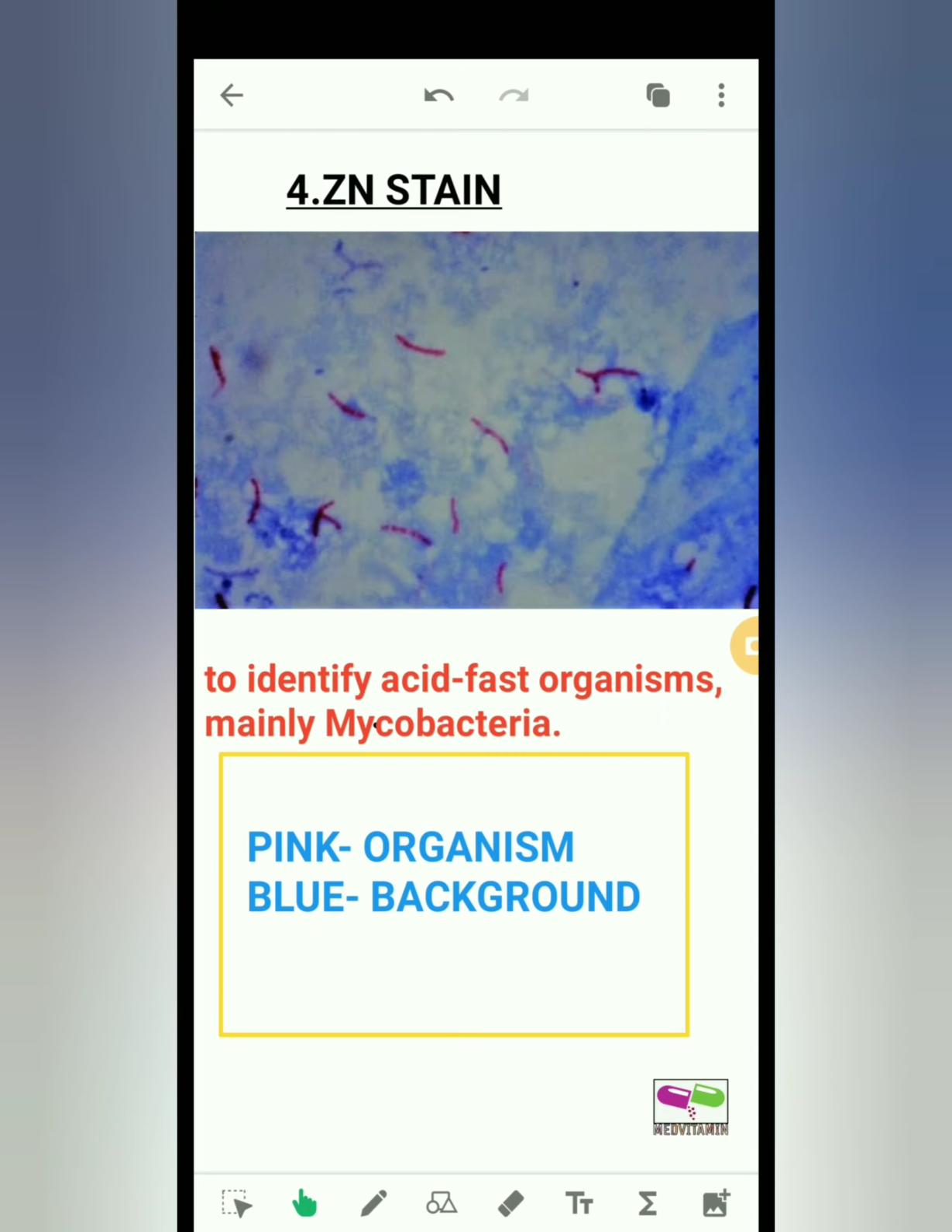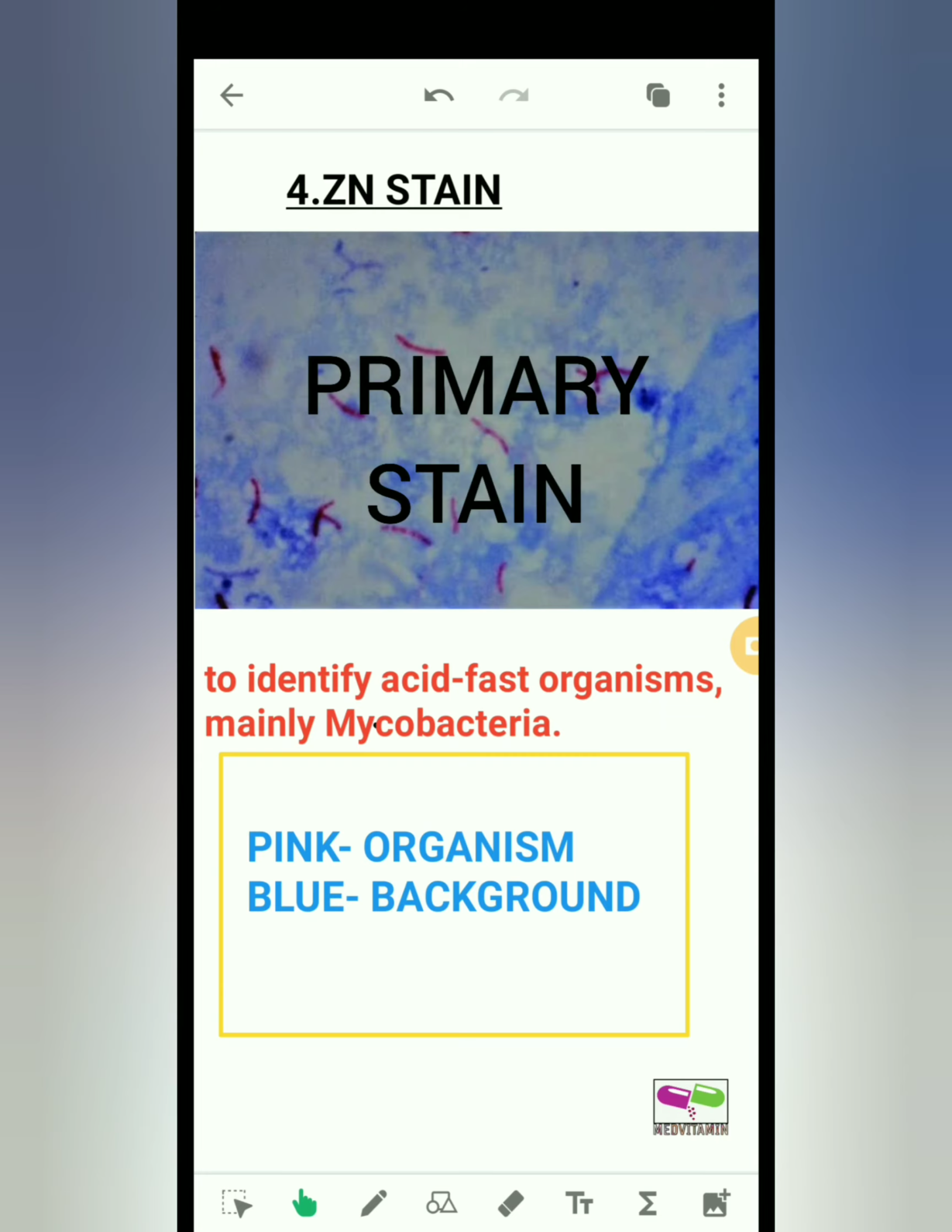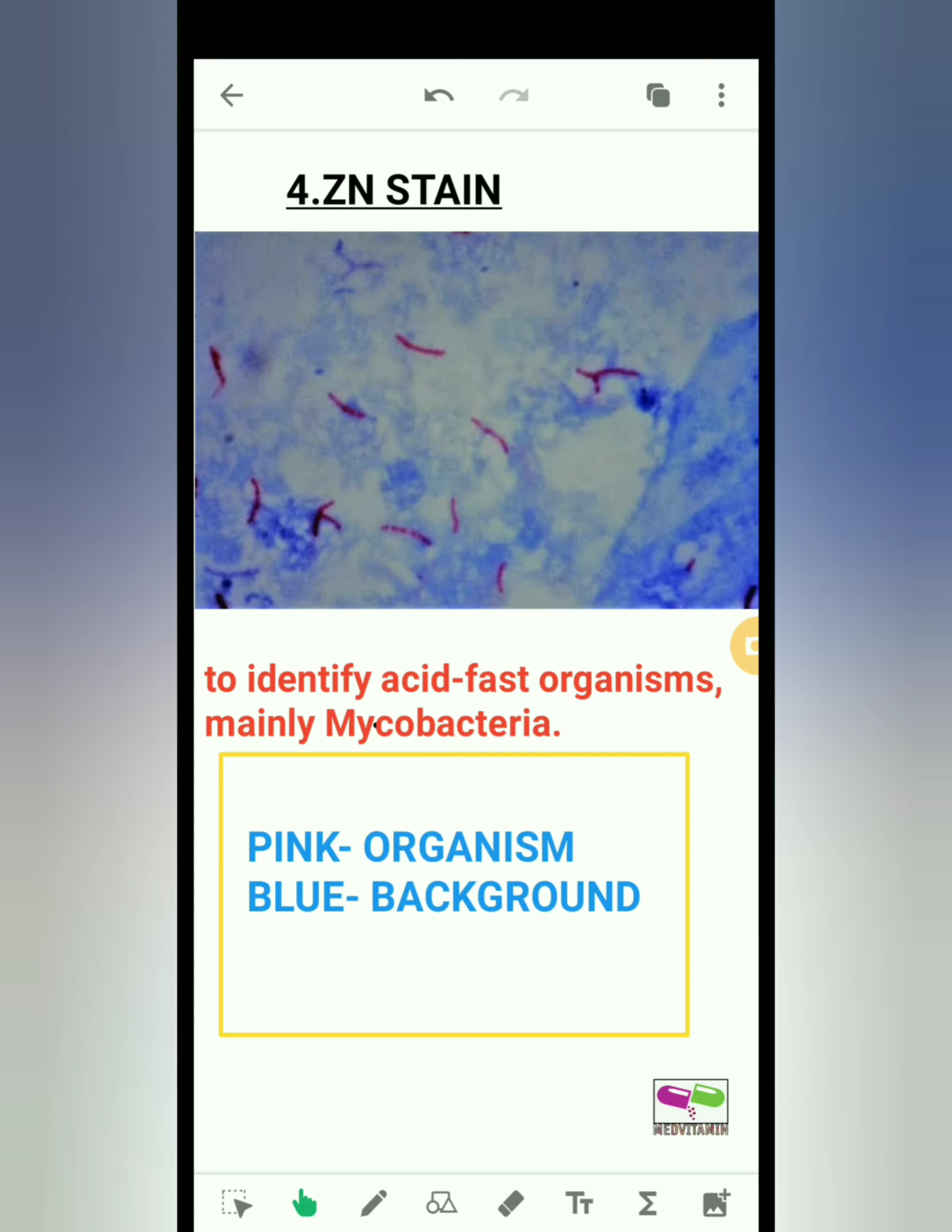Now in this staining, the primary stain that is used is carbol fuchsin, which will give this pinkish color to the structures. The decolorizer that is used is acid alcohol. The counterstain will be methylene blue, which will stain the background.